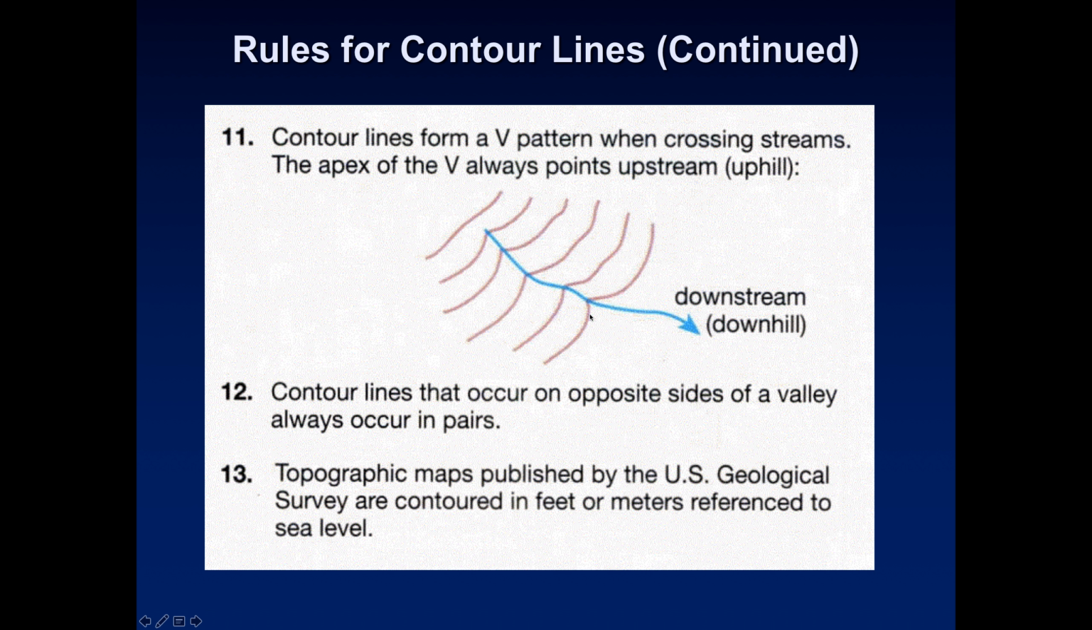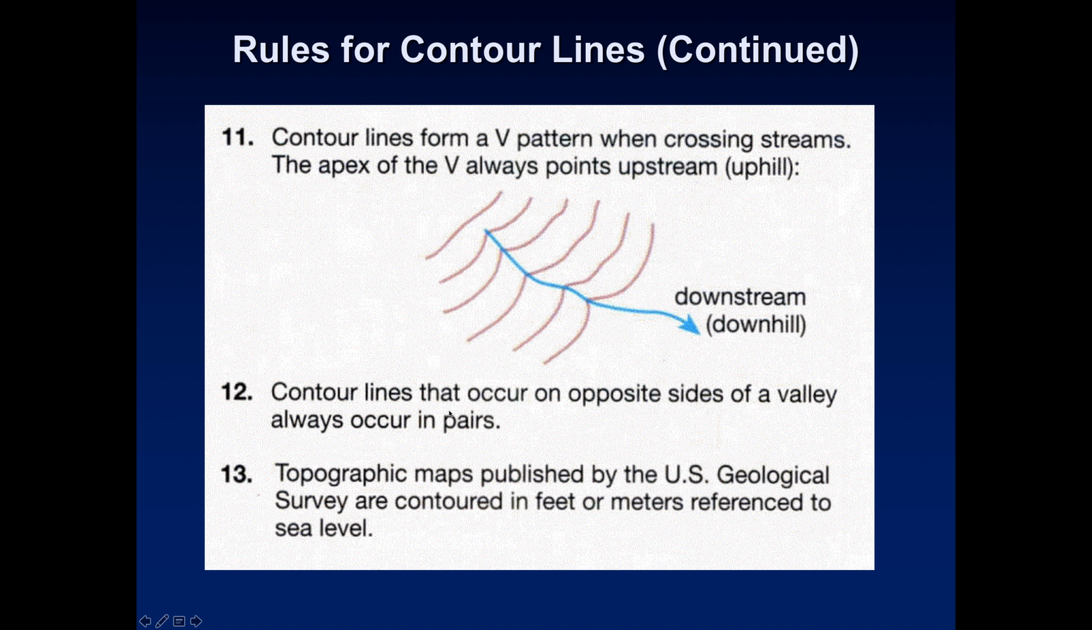It's basically this little depression in the area, and so they all V upstream. You can look at that. If you see the contours doing this little V shape like this, it tells you that the stream is flowing that way. This is something that you'll have to think about a little bit more to really grasp why that is, but think about how that could happen.